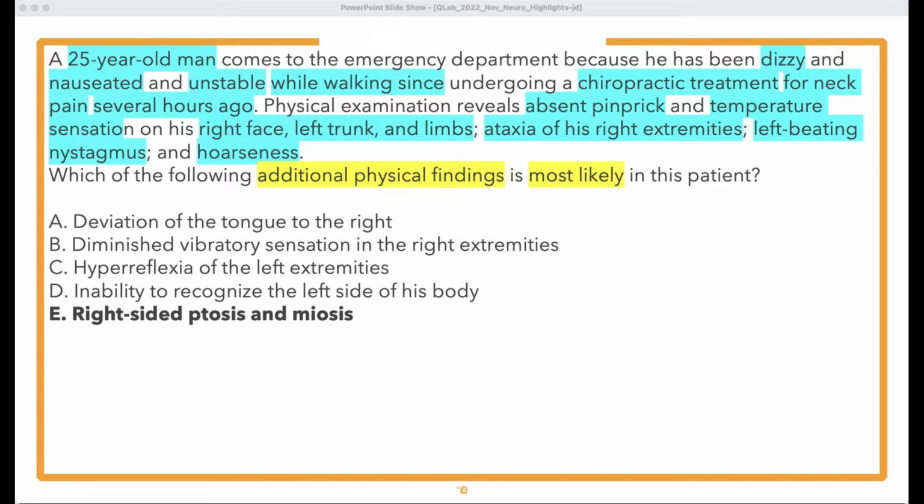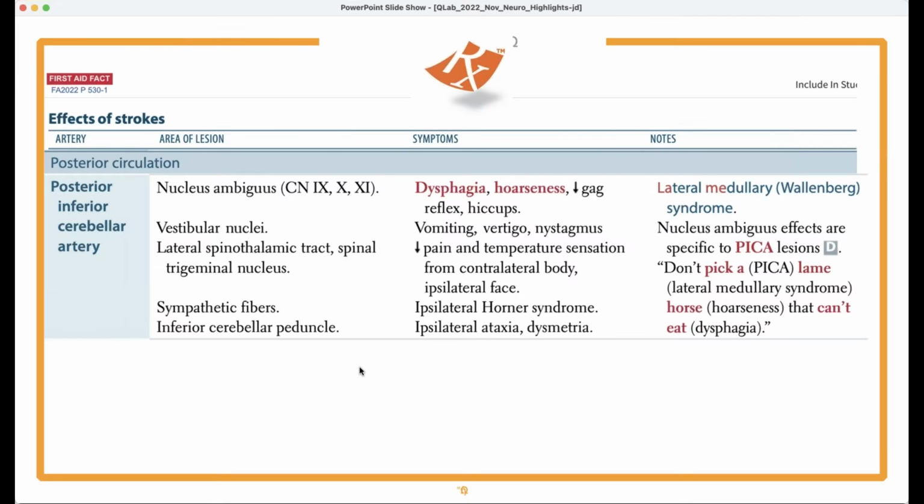Okay. So if you take a look at the next slide, there's that big table on strokes in First Aid. It's very important, very high yield. And this is the part on strokes of the PICA. Okay. Now you can see there that what's highlighted under symptoms is dysphagia or hoarseness. Okay. And the reason that's highlighted is because that is fairly specific to this specific artery.